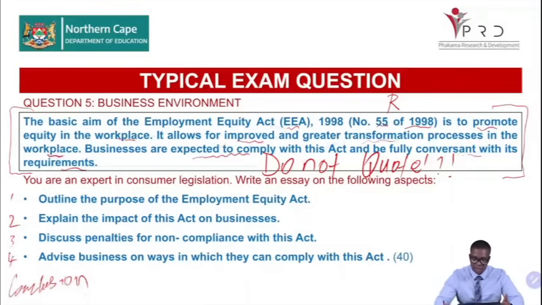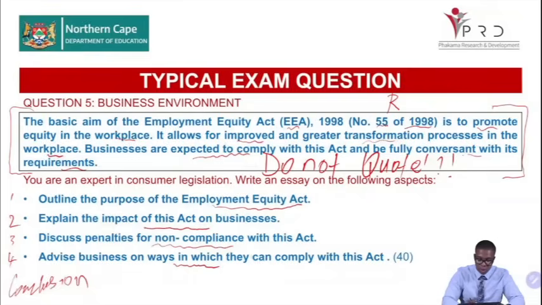Now, you are expected to write an essay on the following aspects. Number 1, you outline the purpose of the Employment Equity Act. Number 2, you explain the impact of this act on the business. Then you discuss penalties for non-compliance with the Employment Equity Act. Thereafter, you advise on ways in which they can comply with this act. So those are the essays you would be expected to complete under the Employment Equity Act, just to practice so that you become familiar with how they can assess an essay.